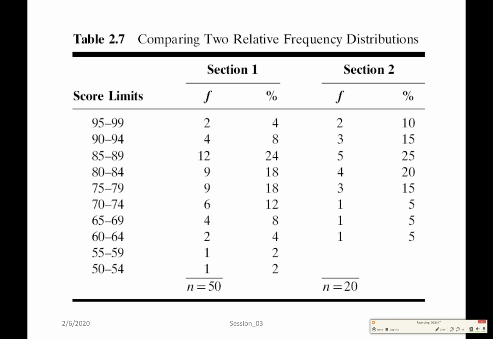The purpose of this is that it provides a way to compare. For example, if you had 2 different sections taking the same exam, here we have the frequency and percentages of people achieving those scores. So you can illustrate those different sections. Now, based on this table, which section did much better, or at least relatively better?